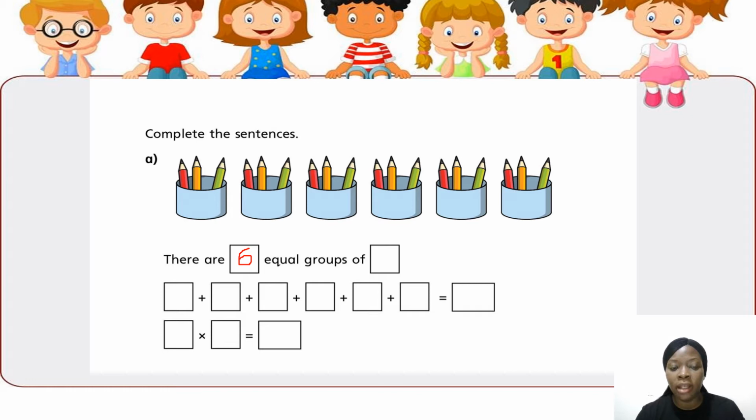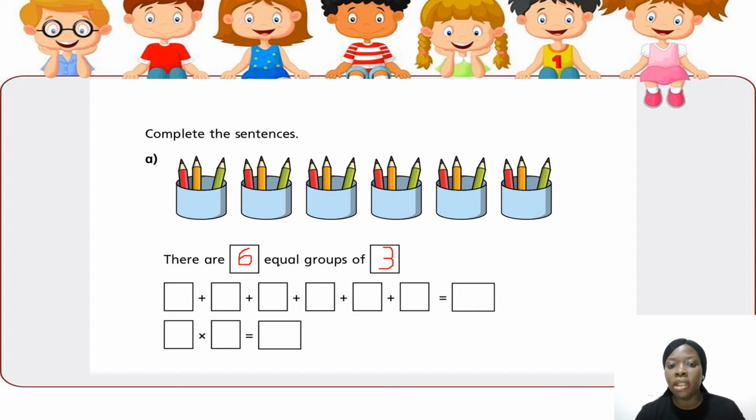Let's count together. 1, 2, 3. So each cup has got 3 pencils each. So there are 6 equal groups of 3 pencils.